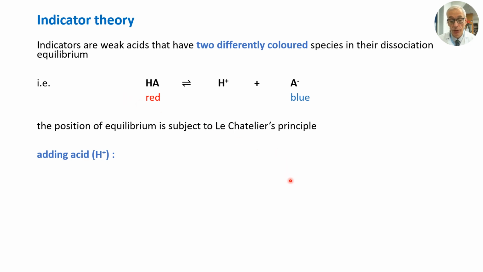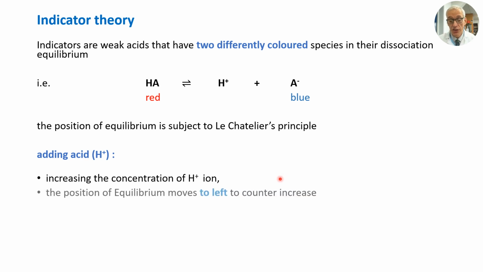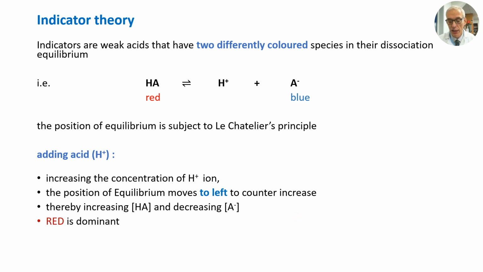Okay, so my argument runs like this. If you add acid, you're increasing the concentration of hydrogen ions. Therefore, the equilibrium will move to the left to counter that increase. That's using Le Chatelier's principle. That means the concentration of HA is increased and the concentration of A- is decreased, and therefore red would be the dominant color.